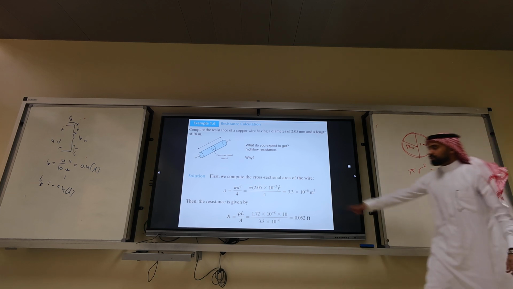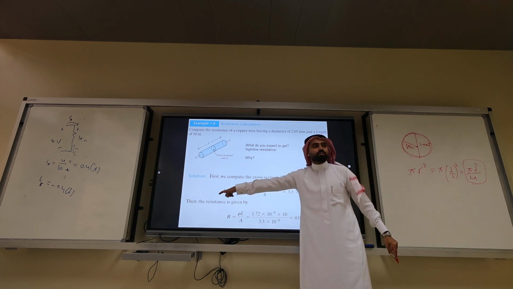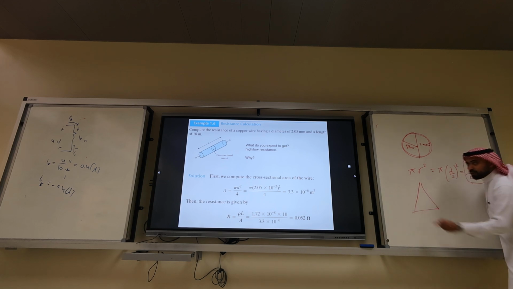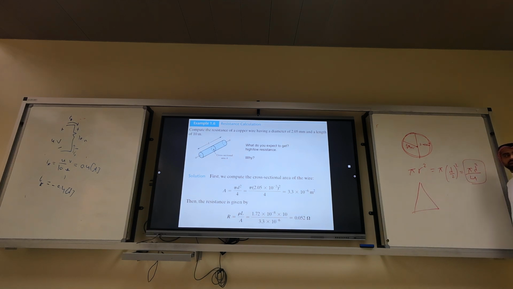That's why we came up with this formula. If I give you a triangle in the test, what's the area of a triangle? Well, there is no conductor made of a triangle, but it's half of the base times the height. Okay, these are one of the tricks we might have in the test.